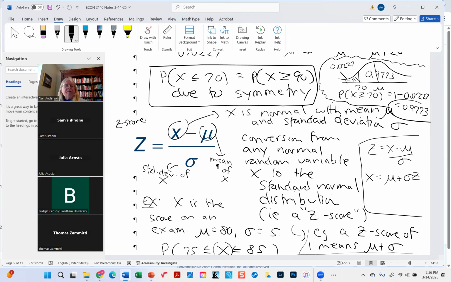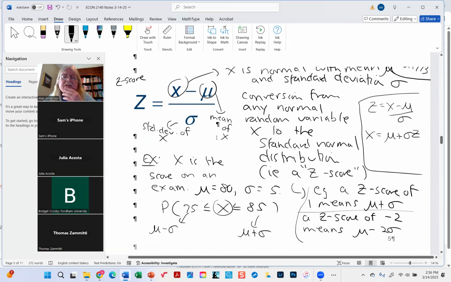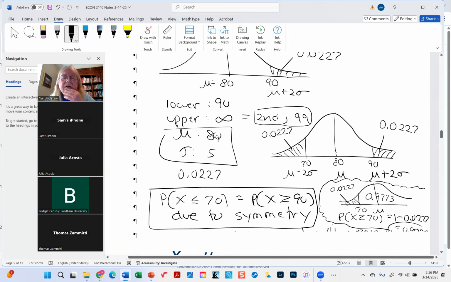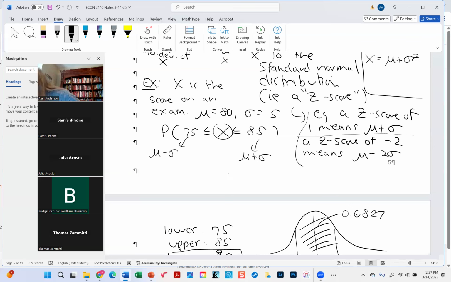All right, so we're going to do a couple of examples of this right now. Let's say we want to know, for the same exam that we've been looking at, what is the probability of getting a score between 75 and 85? I'd like to remind you here that that means we're looking for the probability of being within one standard deviation of the mean.